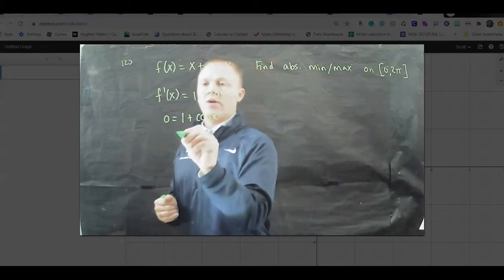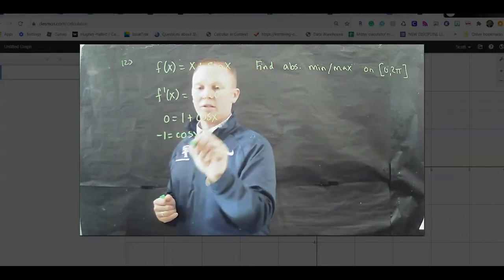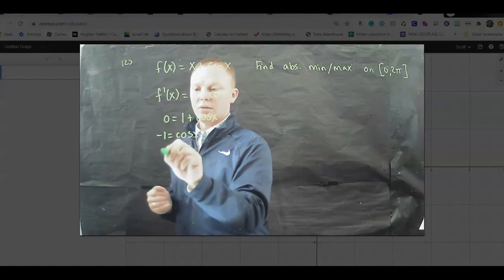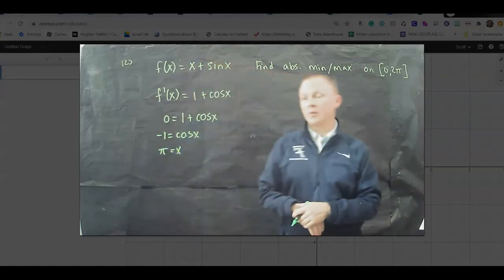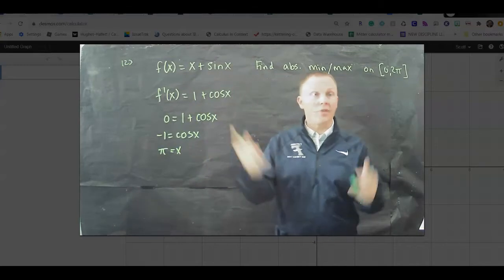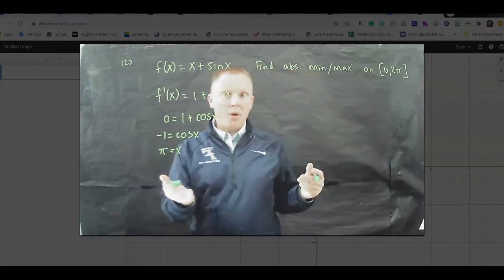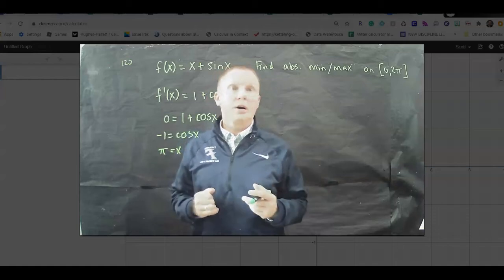Okay, so I'm going to go ahead and algebra this. I'm going to get -1 is cosine of x. So this looks like x equals pi. Okay? So I've got the critical, there's only one critical point on this interval, 0 to 2 pi. We got x equals pi. So we have the critical point, singular. And what's the next step?